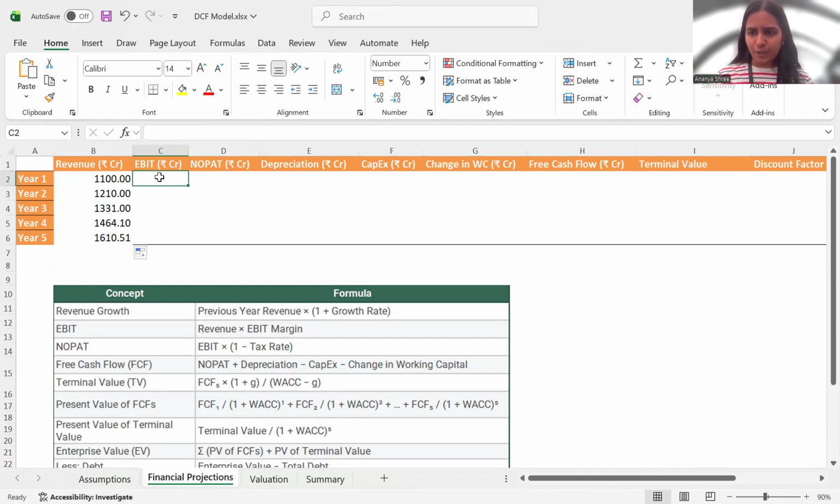Next, EBIT. We convert revenue to operating profit using an assumed EBIT margin. The formula is EBIT is equal to revenue into EBIT margin. So I type revenue into EBIT margin for each forecast year and drag across. You will see EBIT increase as revenue grows.